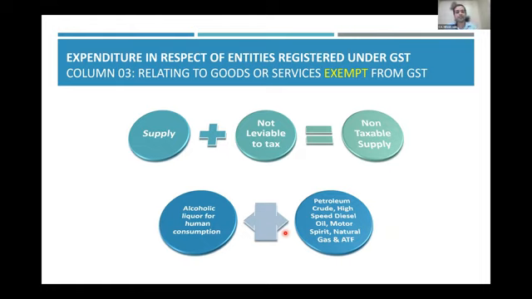Now the third aspect in the exempt supply category, supply which is not leviable to tax. There are only 2 items which are covered, which are derived through section 9. Alcoholic liquor for human consumption. This is non-taxable supply. Petroleum crude, high-speed diesel, motor spirit, natural gas, and ATF. These are also non-taxable supply. So petrol expenses in your profit and loss account will be here.